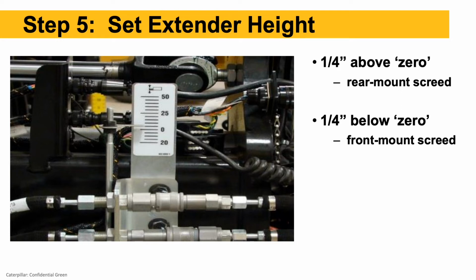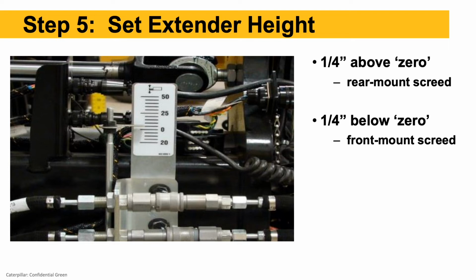So if I set on a rear mount screed, for example, 1/4 inch above 0, my extender height, when I get to the steps where I'm going to set the screed on the ground, that main screed will rock back to 1/4 inch. That'll be my angle of attack.